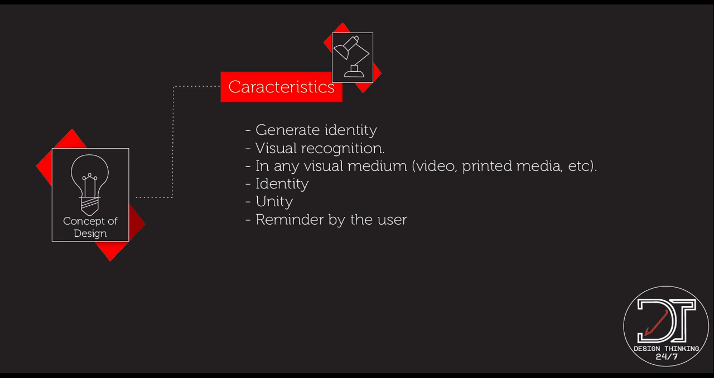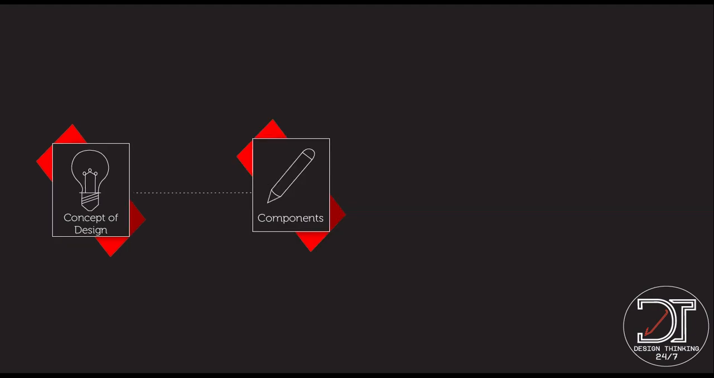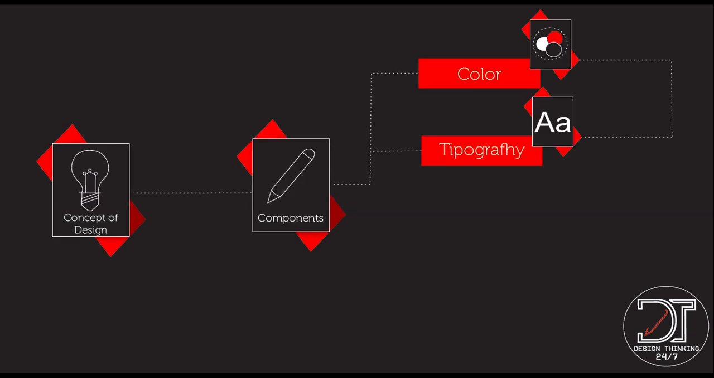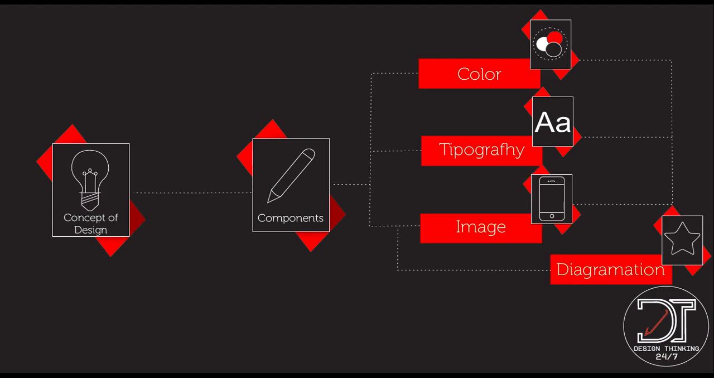The purpose of the graphic line is to create identity, unity, and also remind the user of the brand that he is watching. It has the following components: color, typography, image, and diagrammation.